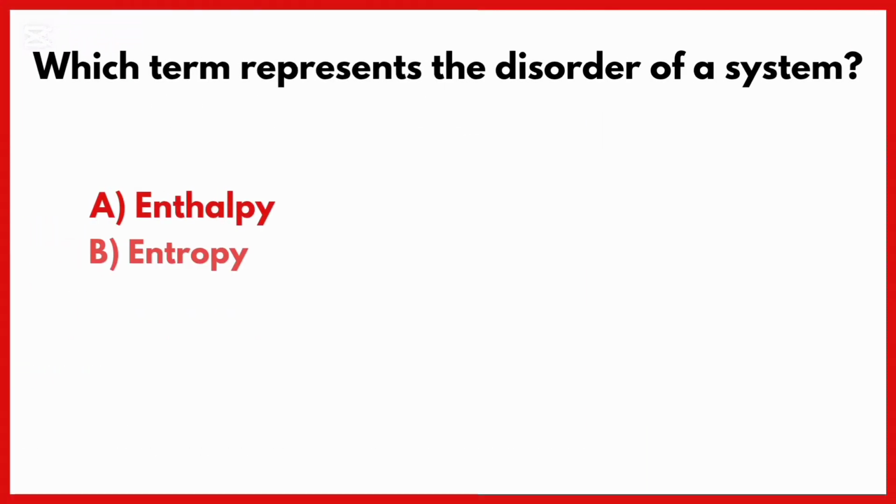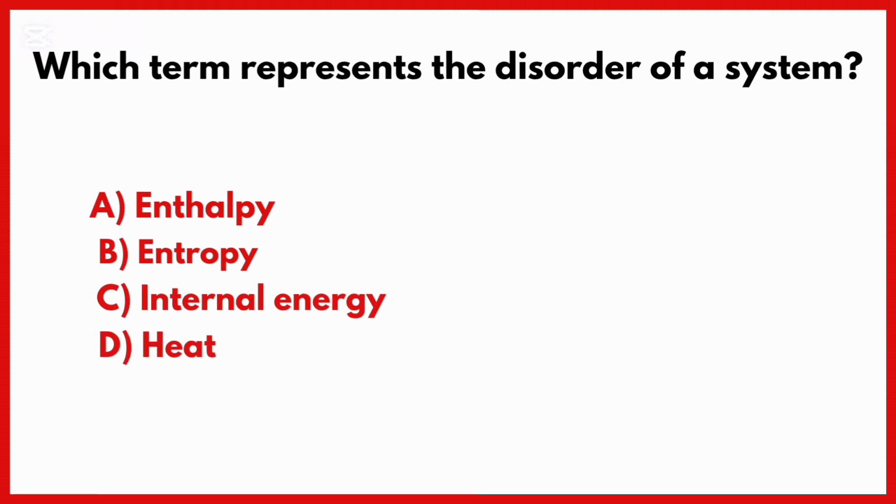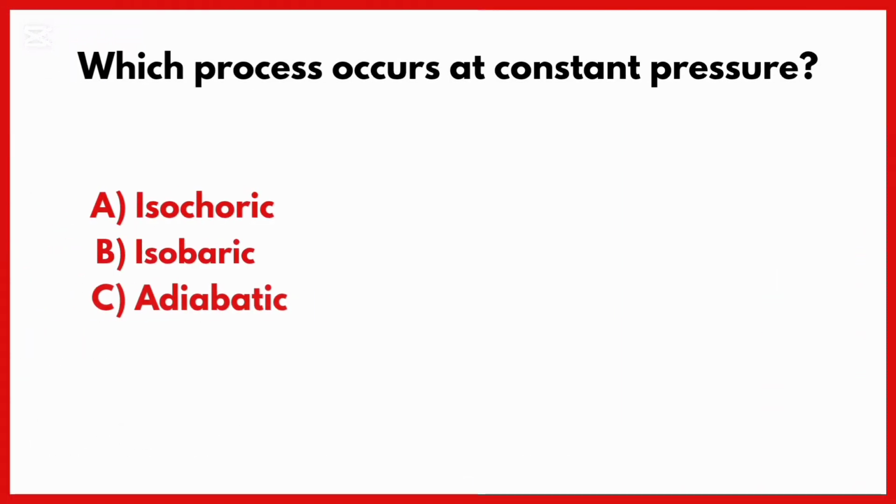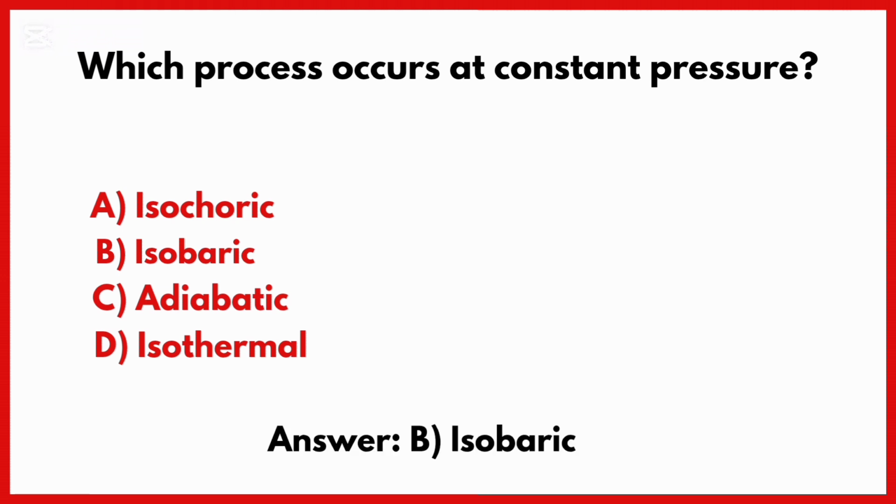Which term represents the disorder of a system? Correct answer is option B, entropy. Which process occurs at constant pressure? Correct answer is option B, isobaric.